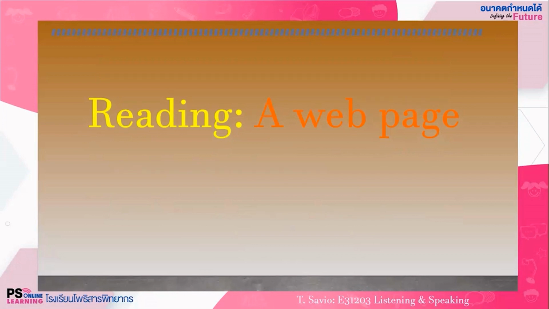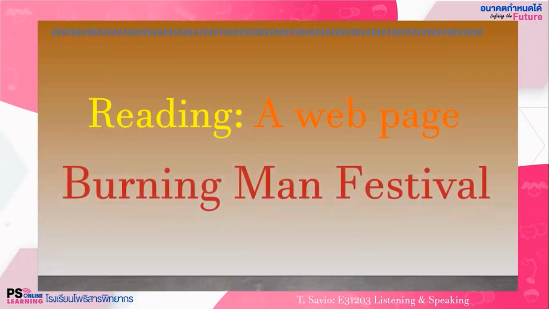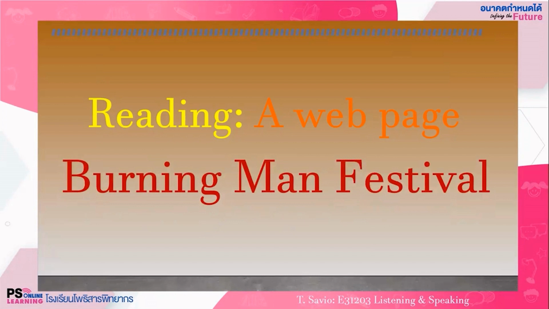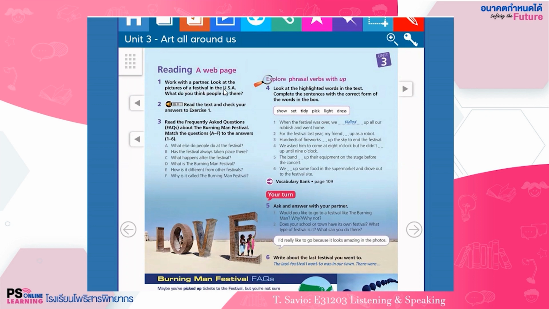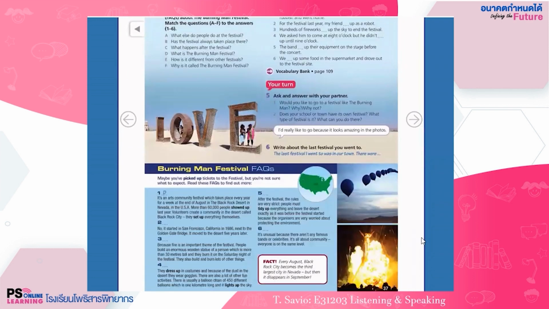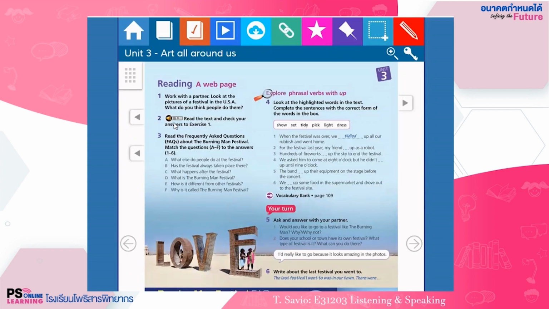Reading, a web page. Burning Man Festival. Work with a partner. Look at the pictures of a festival in the USA. What do you think people do there? This is the picture and this is the article. Burning Man Festival. Exercise 2. Read the text and check your answers to exercise 1.